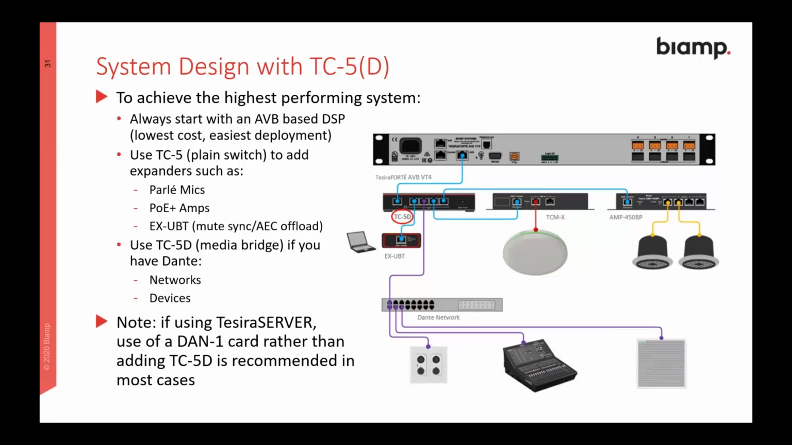You might likely need a bigger switch. A 5-port switch may not really suffice. You can definitely use it, but we feel that it's better to use an integrated solution like the DAN1 card, which by the way offers 64 by 64 Dante channels, rather than depend on a TC5D. For smaller, like single room or small to medium systems, TC5D is definitely perfectly valid.